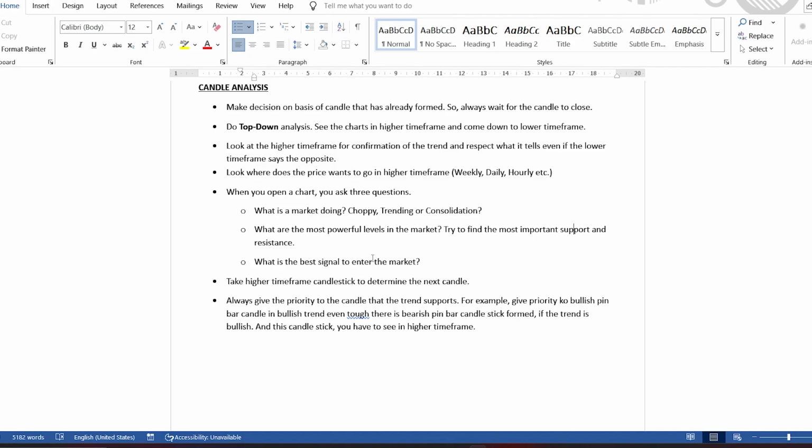What is the best signal to enter the market? The best signals to enter the market are the change of character, break of structure, and fair value gaps. These are some of the signals to enter the market, but this was written when I was still in the trade. Take the higher time frame candlestick to determine the next candle.